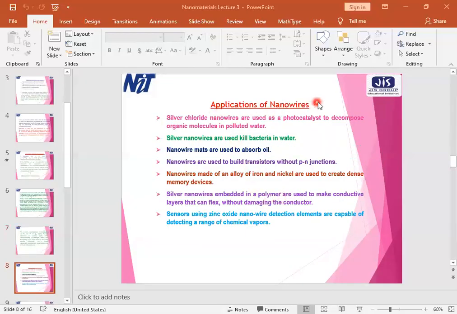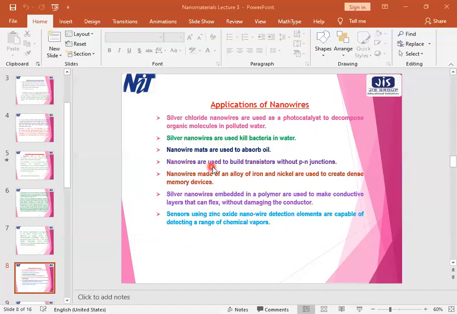Now, applications of nanowires. Silver chloride nanowires are used as a photocatalyst to decompose organic molecules in polluted water. If you want to decompose the organic materials in the polluted water, what will we have to use? We will have to just put the silver chloride nanowires. Silver nanowires are used to kill bacteria in the water. Nanowire mats are used to absorb oil. If there is any oil, that can be absorbed with the help of nanowire mats.